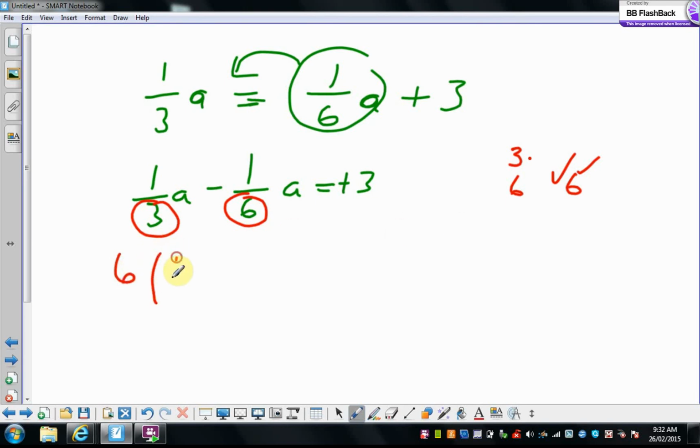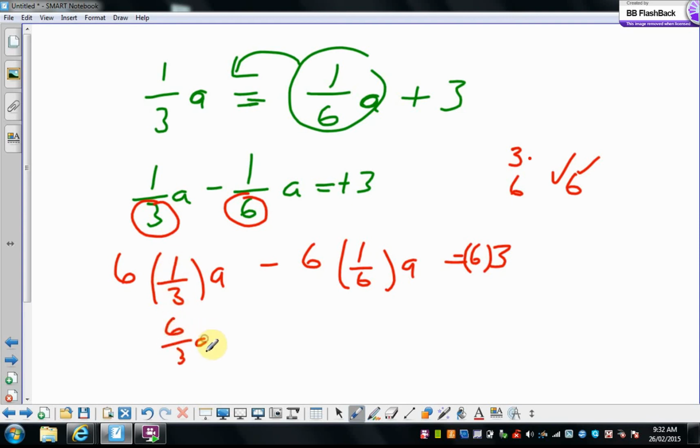So 6 times 1/3 a, and I put a bracket or not there, subtract 6 times 1/6 a is equal to, and you got to multiply this side by 6 also, 6 times 3, or 3 times 6, doesn't matter. When you do that, you get 6 times 1, so that's 6 over 3a minus 6 over 6a is equal to 18. And that's 2a subtract 1a is equal to 18. A is equal to 18.